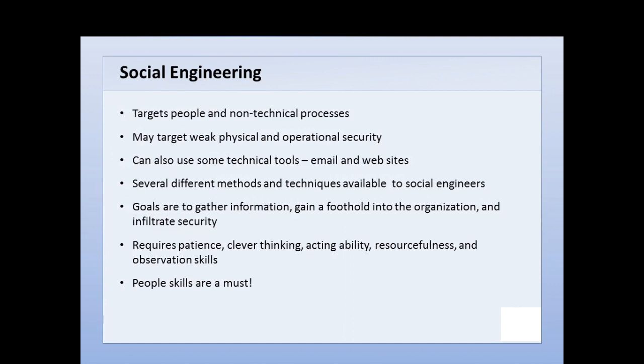We know that it targets people in non-technical processes. And the reason I say non-technical processes is that it really doesn't target things like firewalls, networks, routers, and so forth, or encryption. It could use non-technical methods and processes to get information or to gain access into an organization. It also may target weak physical and operational security. Maybe there's flaws in the guard rotation schedules that could be used to gain access to a facility. Social engineering might help you find that out and target those weaknesses.